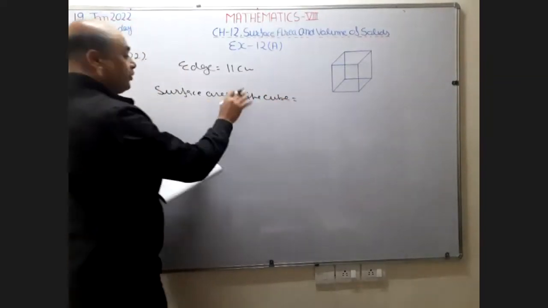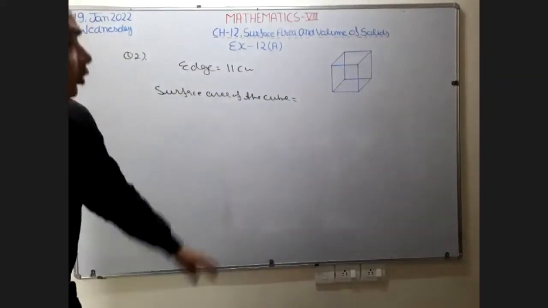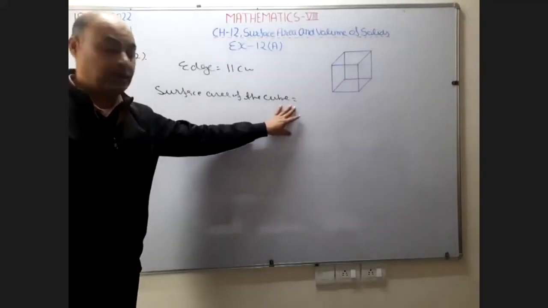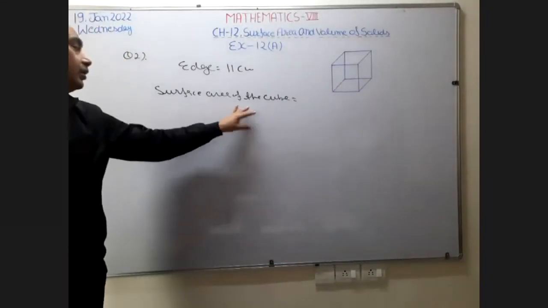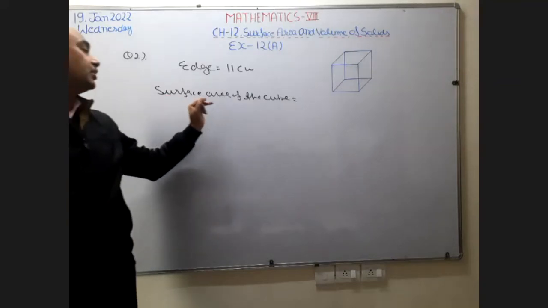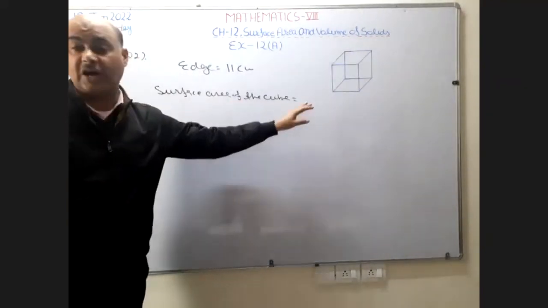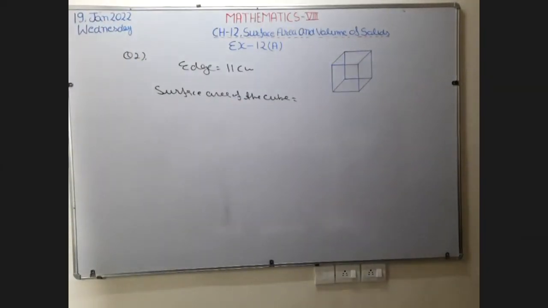Now how are you going to find the surface area of a cube? If you know the answer to this question, then send a message to me. I'm going to ask one by one. What is the formula for finding the surface area of a cube? Okay, so many students sent messages. Not 4a square, beta. It is 6a square. So the formula is 6a square.